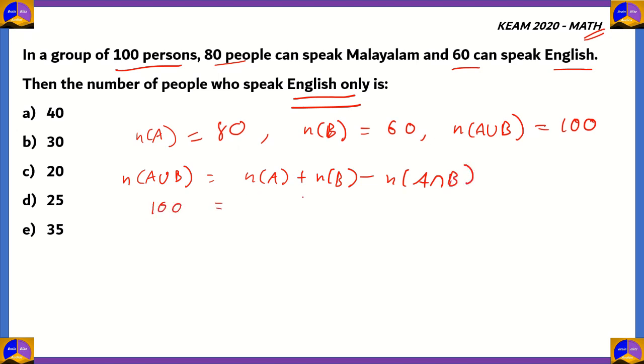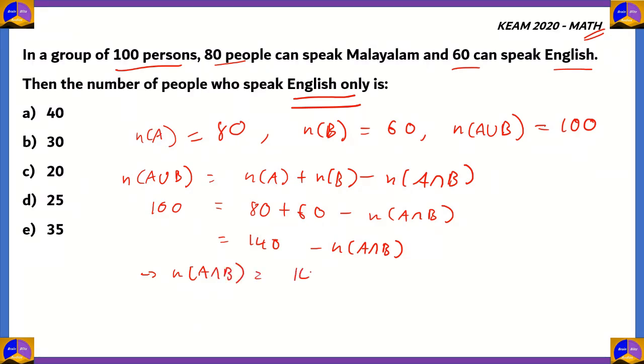N of A union B is 100. N of A plus N of B, so that's 80 plus 60 minus N of A intersection B. So 80 plus 60 is 140 minus N of A intersection B. So therefore, N of A intersection B is equal to 140 minus 100, which is equal to 40. So now we know that N of A intersection B is 40. We know that the number of people who can speak both languages are 40.